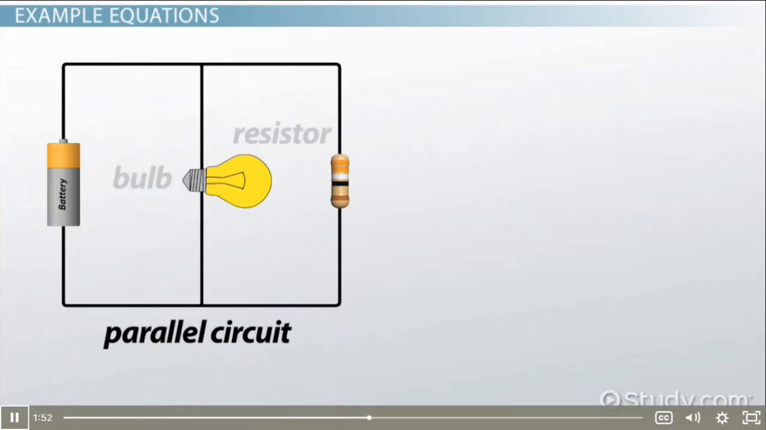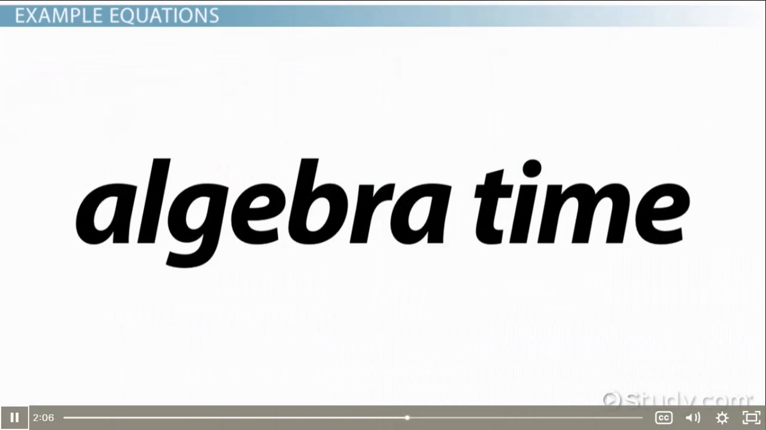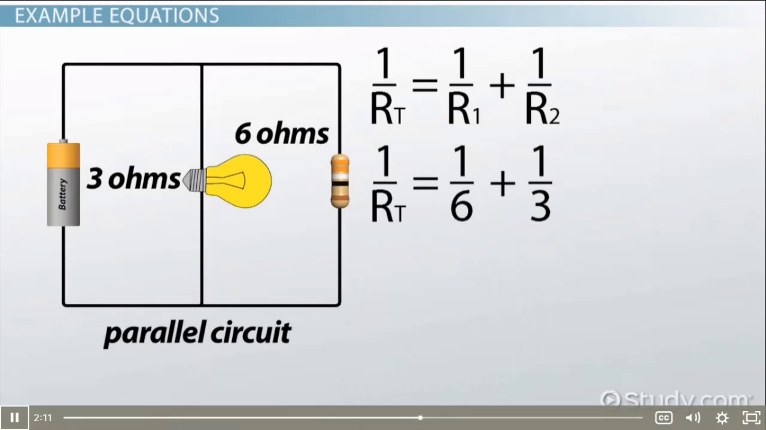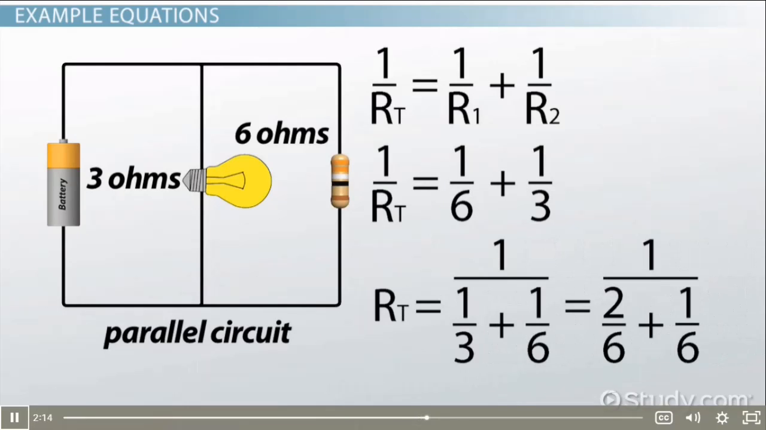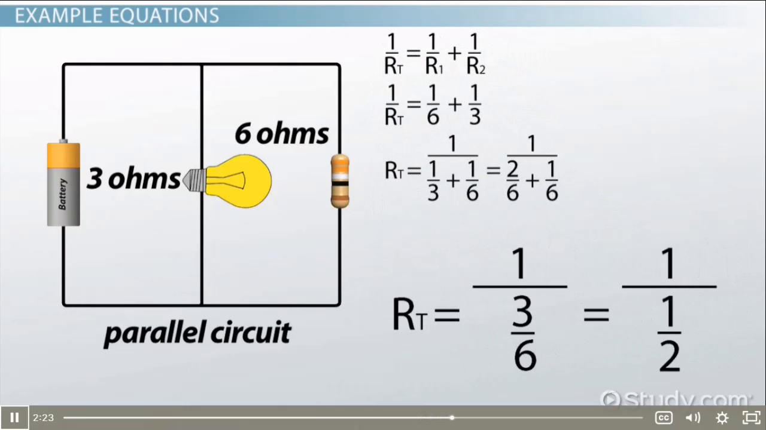But now if we connect those two components in a parallel circuit, our calculations get a little more complex. We can say that the reciprocal of the total resistance equals 1/6 plus 1/3. Now we need to construct an algebraic arrangement to solve for the total resistance. We do this by taking the reciprocal of both sides. This tells us that the total resistance is equal to the reciprocal of 1/3 plus 1/6, which is equal to the reciprocal of 3/6, which is the same as 1/2.